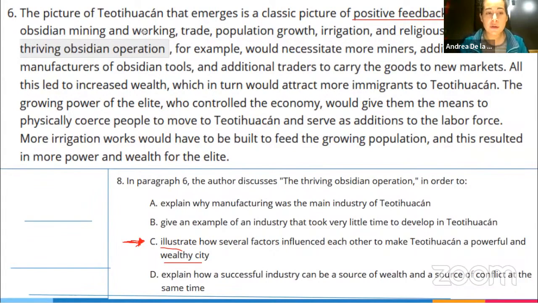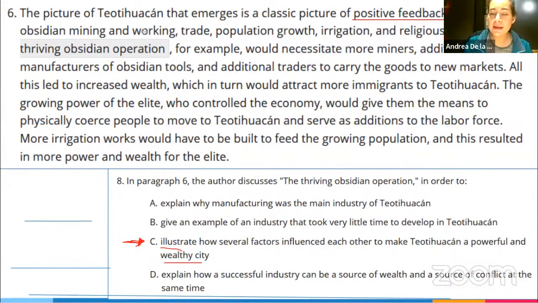So it wasn't only the obsidian that made Teotihuacan a wealthy city. It was the obsidian and how it related to trade and to population growth and to irrigation and religious tourism. So everything connected made Teotihuacan a powerful city. And that is the idea of this paragraph, to show how the several factors that were mentioned influenced each other, had a positive feedback among each other, positive relationship with each other, to make Teotihuacan a powerful and wealthy city. That is the main idea.